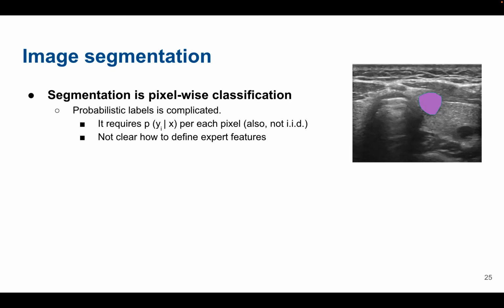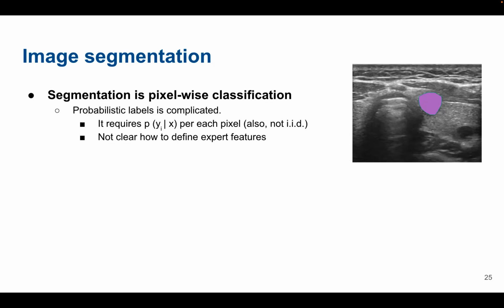Good luck trying to go manually for every pixel in the training set, trying to determine the probability. No, that is not possible. So we cannot use the probabilistic labels here. It is not clear how to define the expert features either. How do you determine what is a tumor or not? And most importantly, how do you compute that?